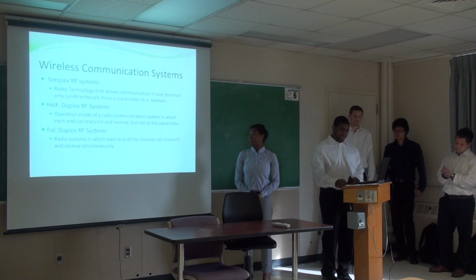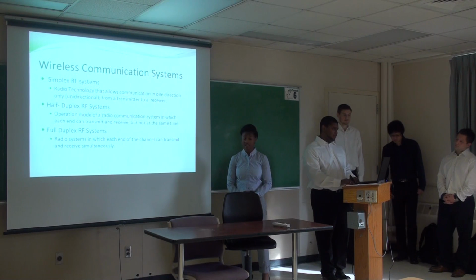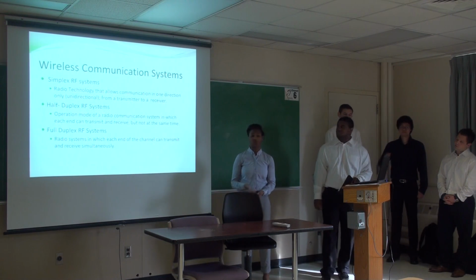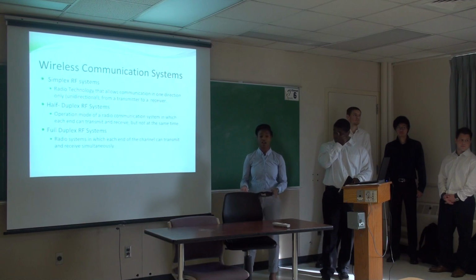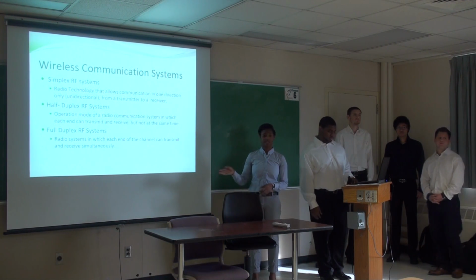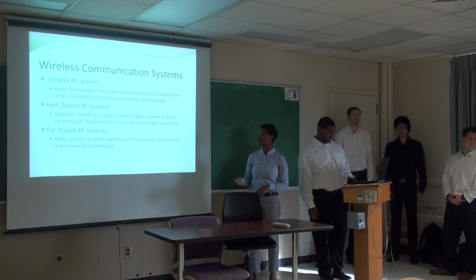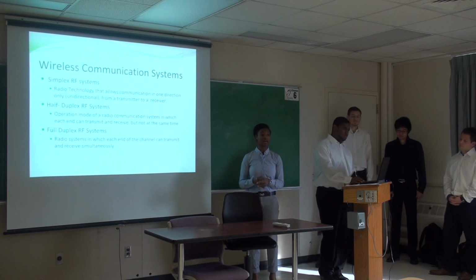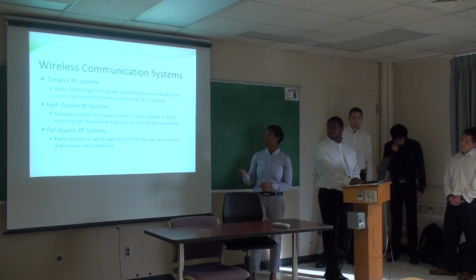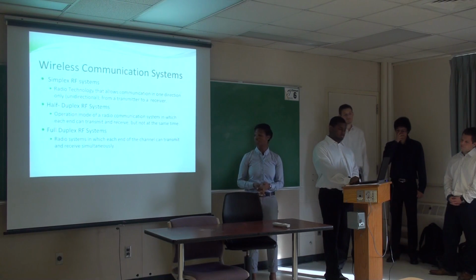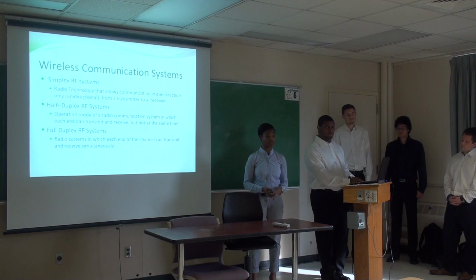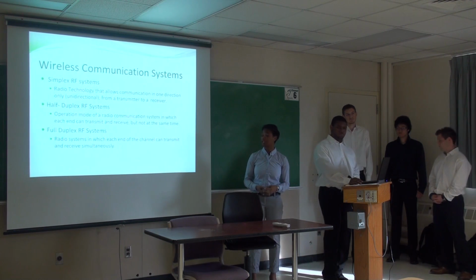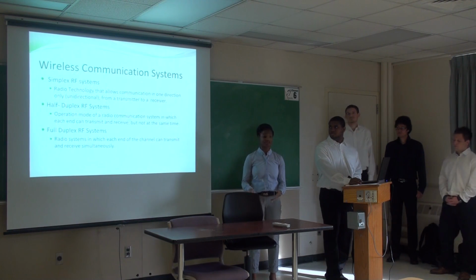And wireless communication systems. There are different types of communication. We have simplex communication, half duplex communication, and full duplex communication systems. All these are RF. And duplex just means bidirectional. So half duplex and full duplex allow communication in both directions. Simplex only allows communication in one direction. An example would be radio or television, where you don't send a signal back to the transmitter. But it also comprises a transmitter and a receiver.